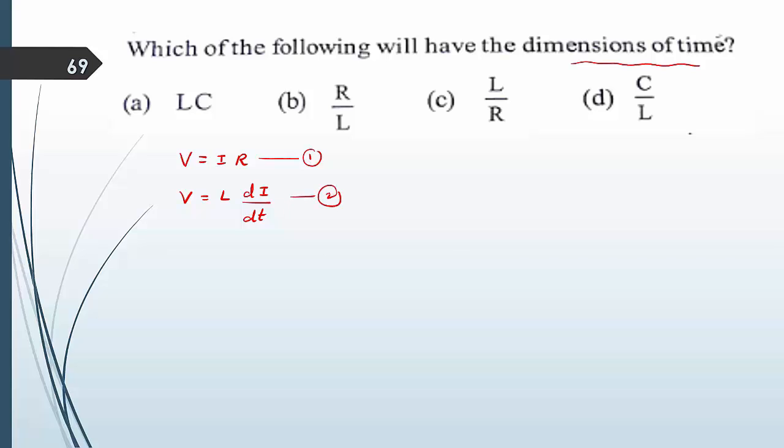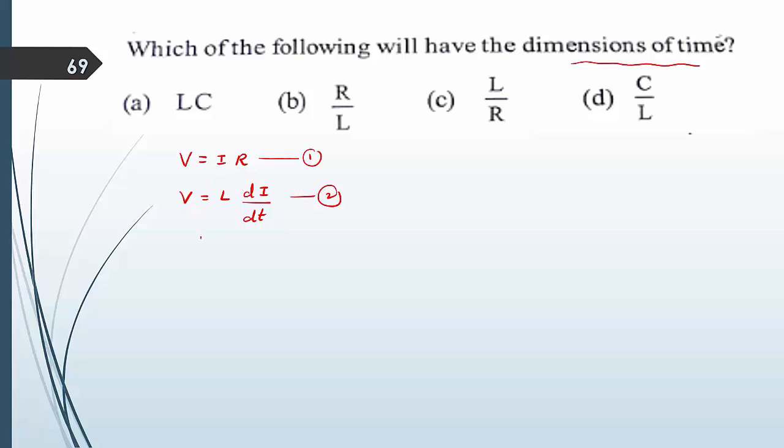So I am going to use these two equations here, because in the given options, you can observe all the four options. Option A, inductor into capacitor. Option B, resistor divided by inductor. Option C, inductor divided by resistor. Option D, capacitor divided by inductor. In all the four options, there is the term L, and L indicates inductance. Right now, so I am going to use the equation 2 here.